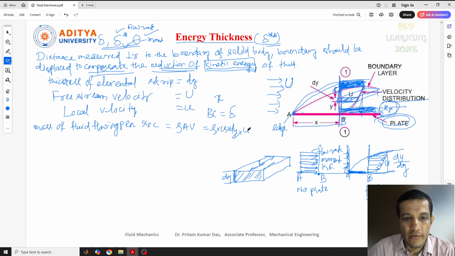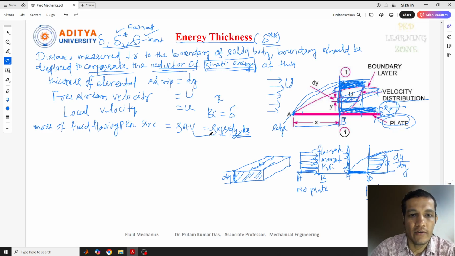So velocity not required. Okay, this one we have already written: rho u b dy. This is b, the area is b into dy, and u is the local velocity, and this is the density of the fluid. These are terms we have discussed many times in the previous lecture also. Now this is the mass of the fluid, correct?